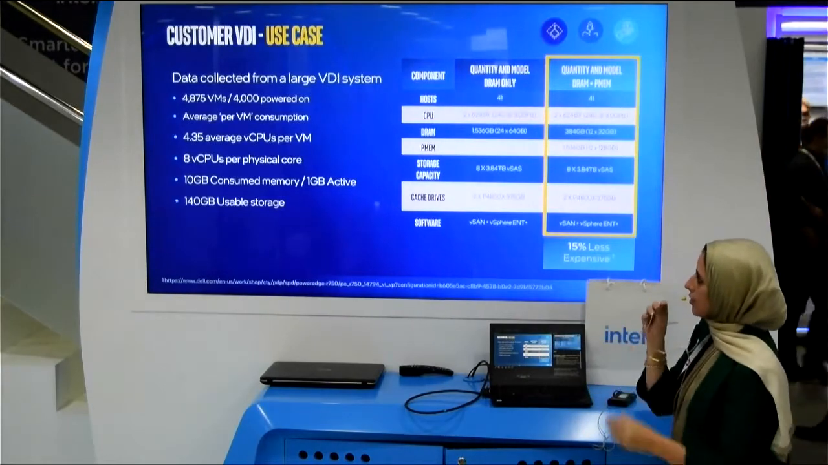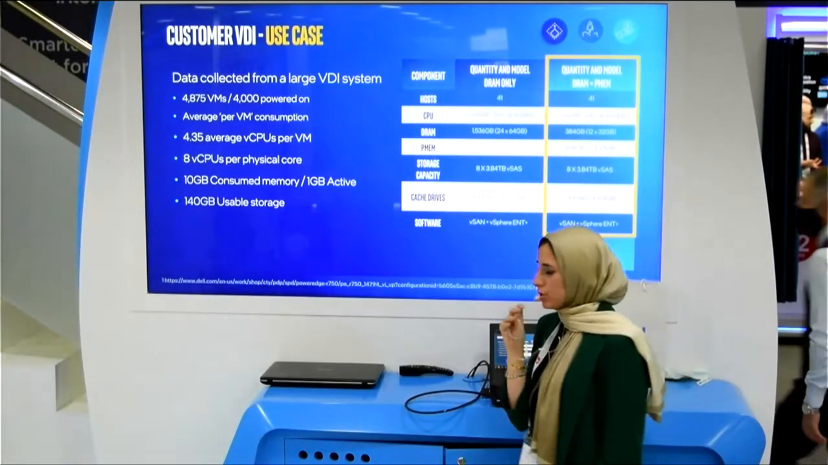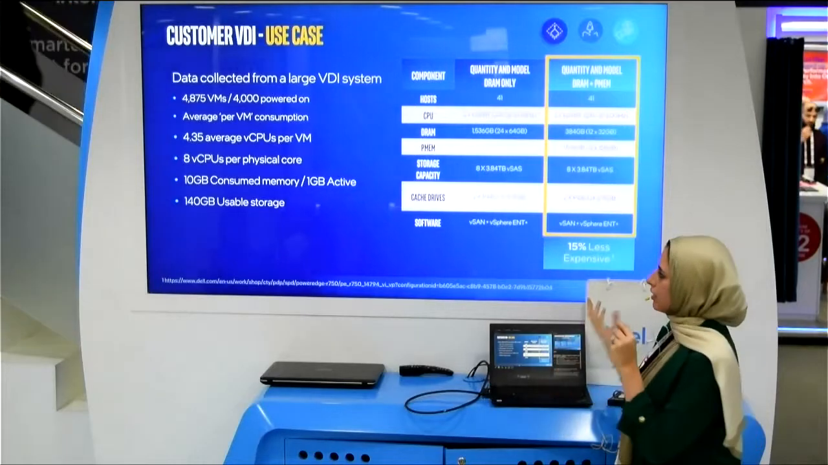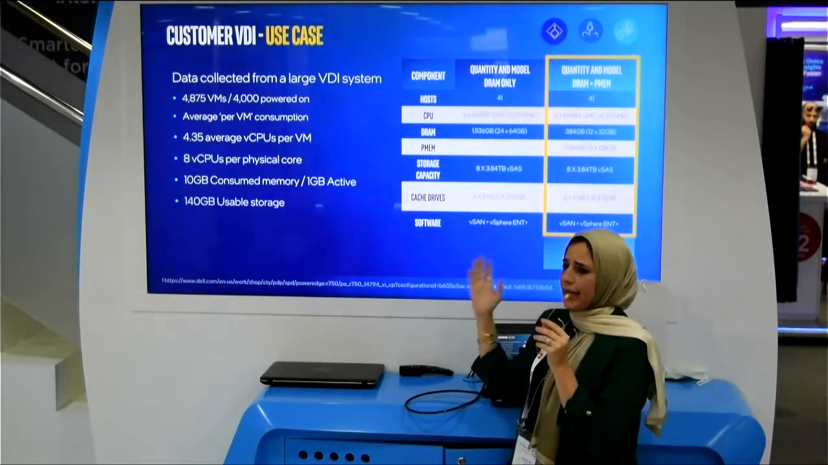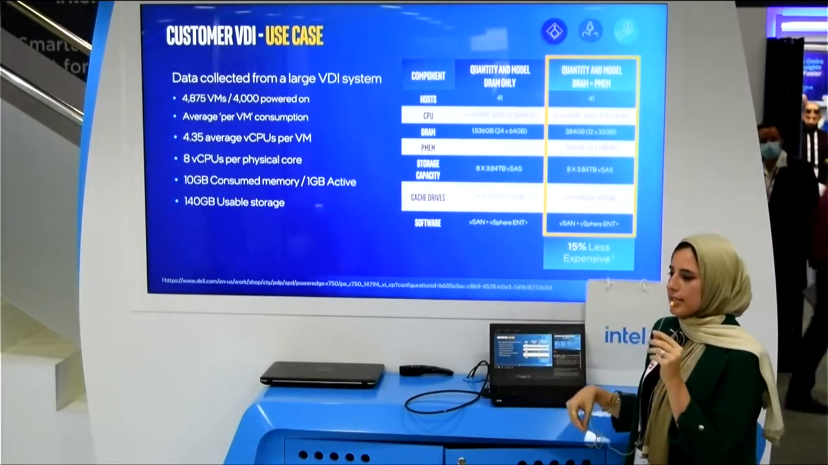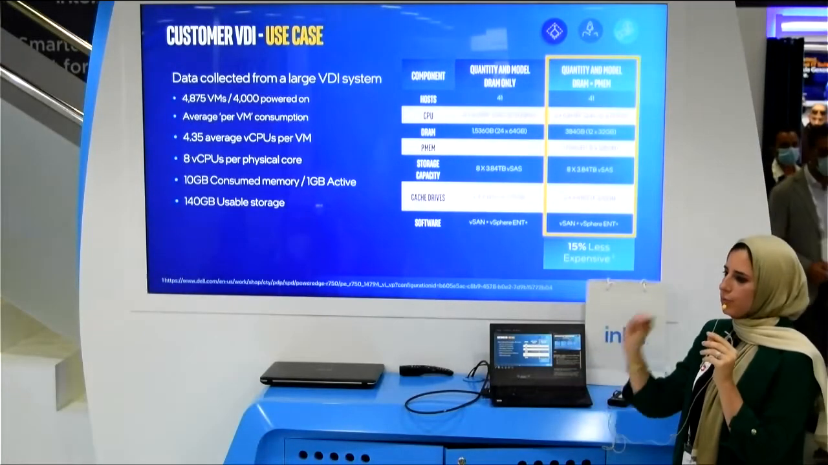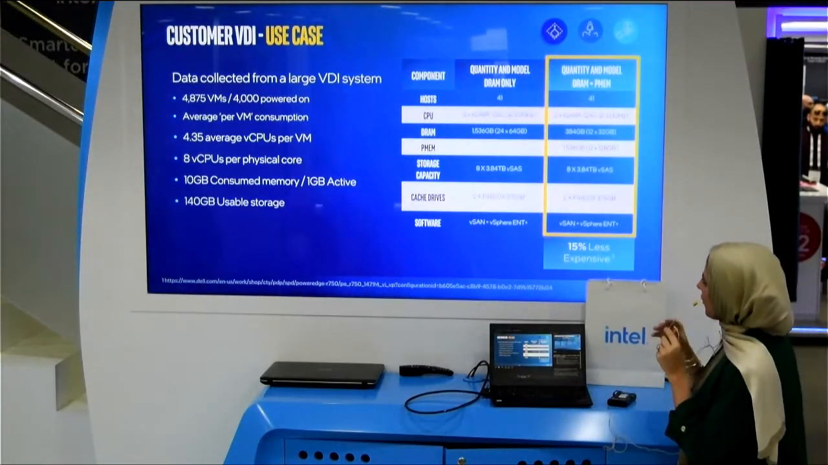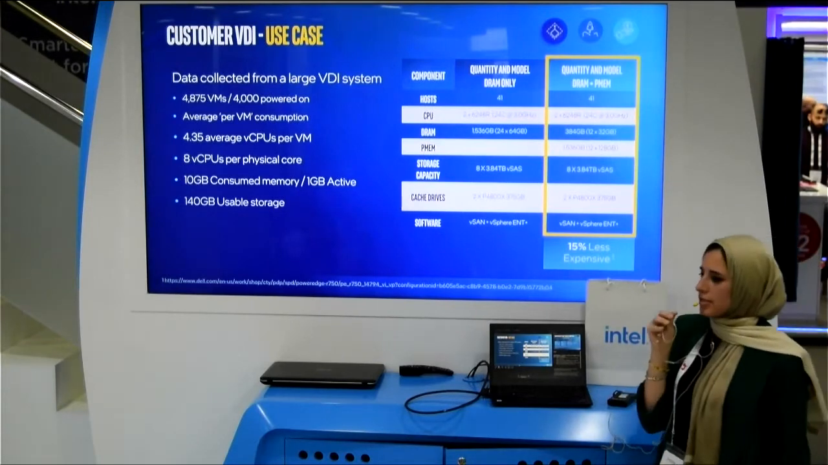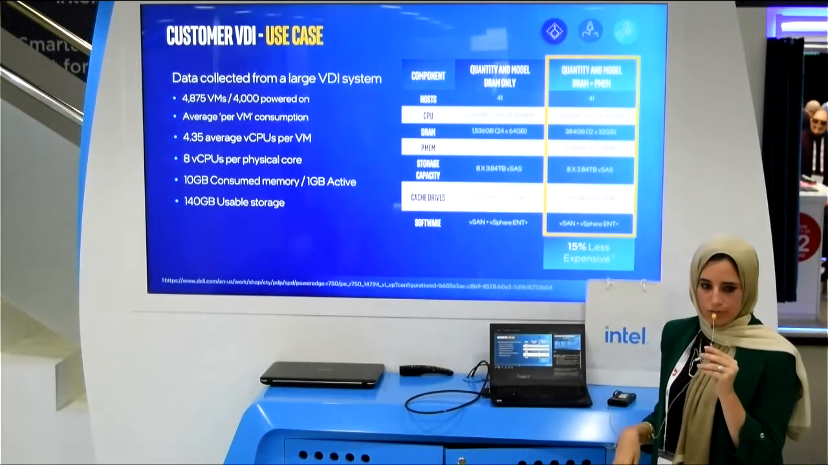So here is a use case where a customer was having a VDI solution of 41 hosts, and he did the testing using the vSphere and the vCenter, and he found that he has 10 gigs of consumed memory, and one of this is active. So it's less than 25%, so Optane persistent memory will work for him. And after adding the Optane persistent memory, he ended up having 15% less expensive cost in his total 41 host configuration.